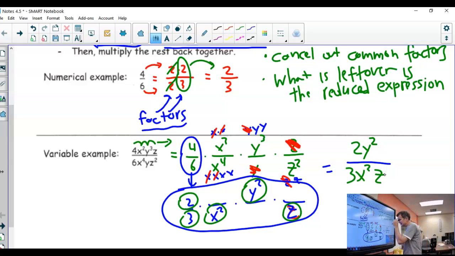Now, typically, you guys, I'm not going to write all of these x's and y's and z's out. I'm just going to look at the top and bottom and figure it out mentally. So let's do that on the next example.